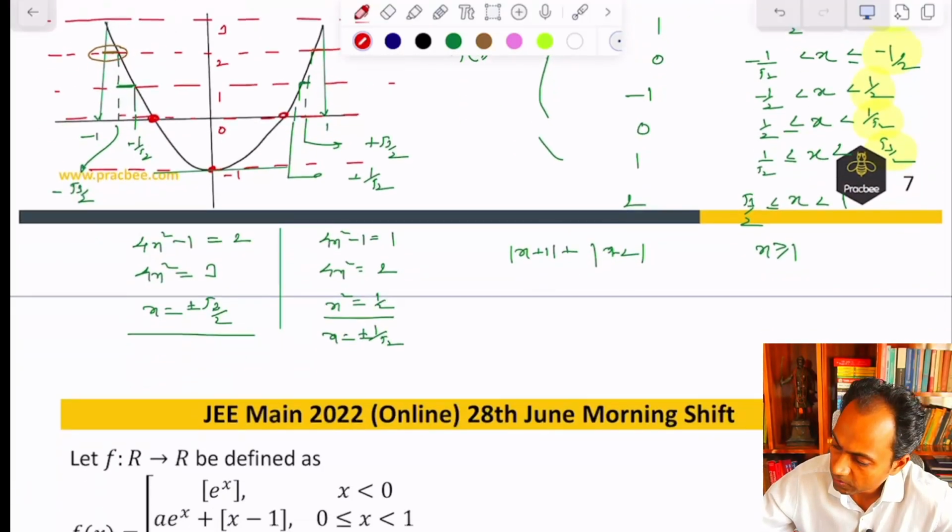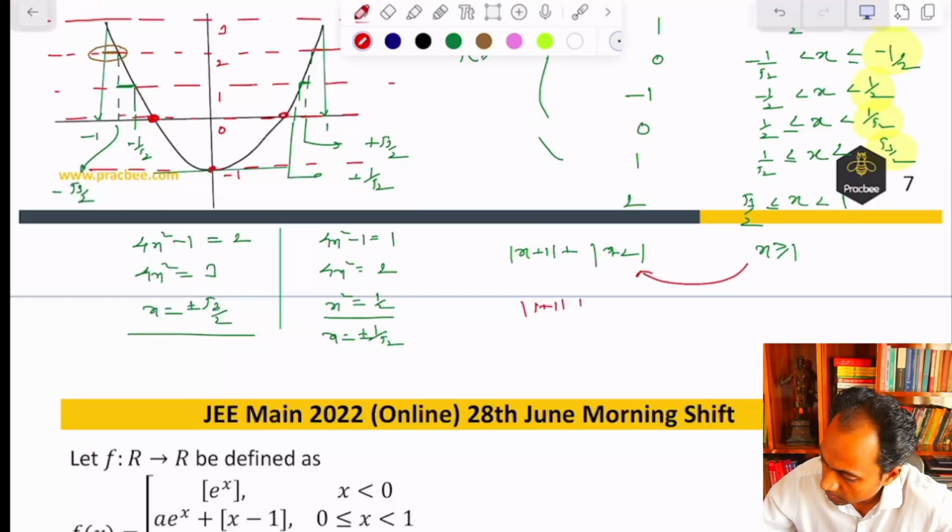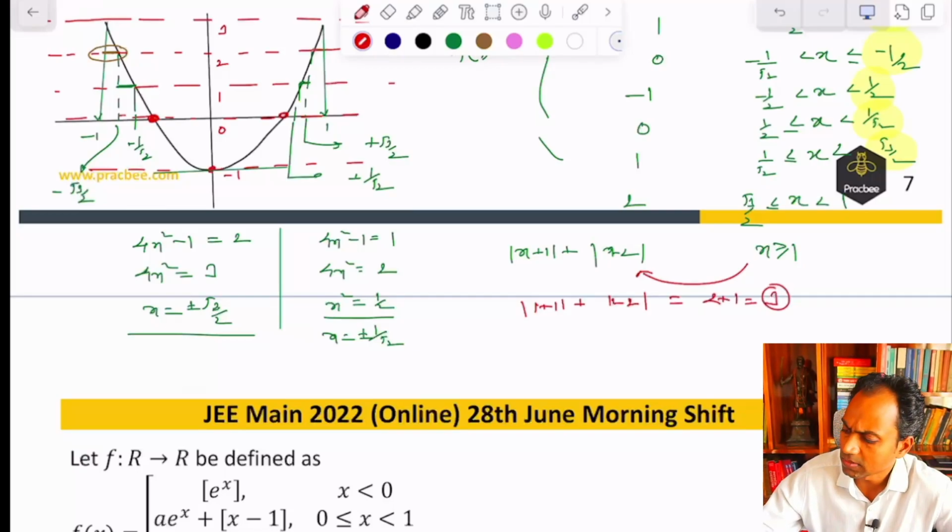And if I check it at 1, from here I will get my right hand limit. So if I put this value here, this comes out to be 1 plus 1 mod plus 1 minus 2. That value would be 2 plus 1, that would be equal to 3. So you can see that on the right hand side, it is not continuous.